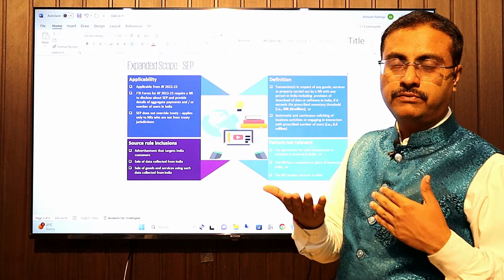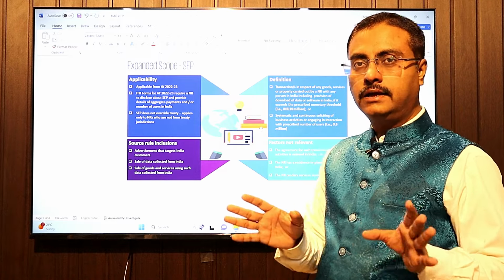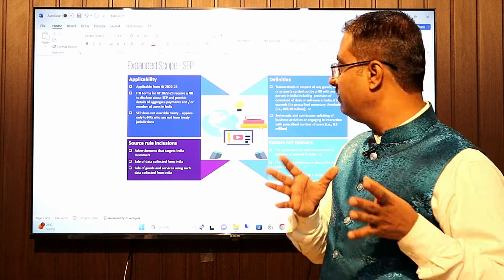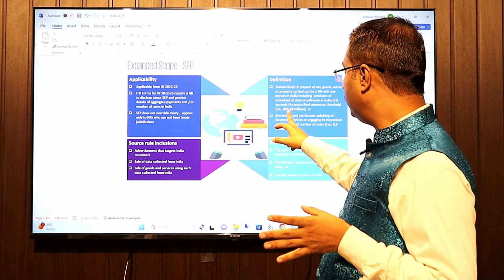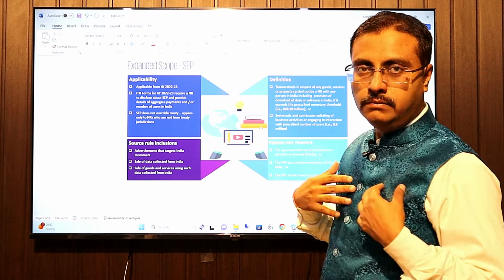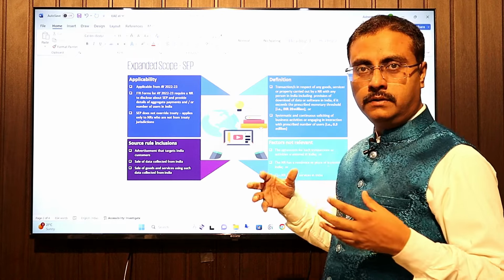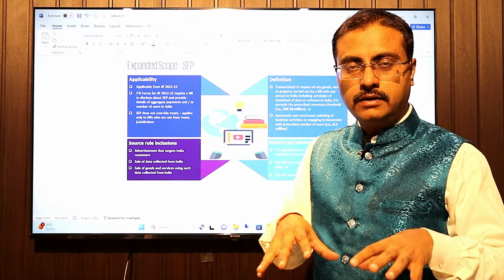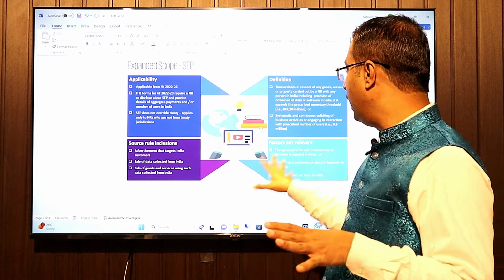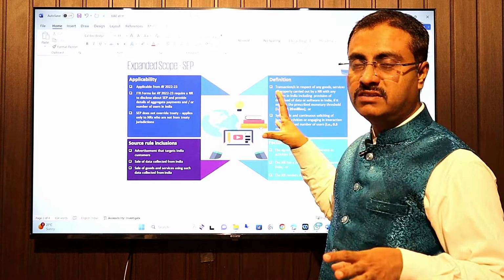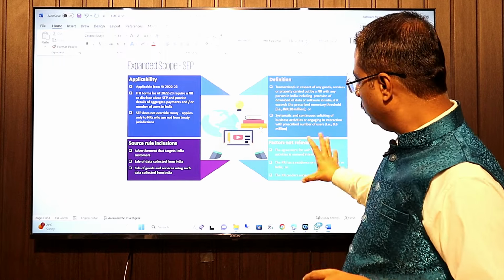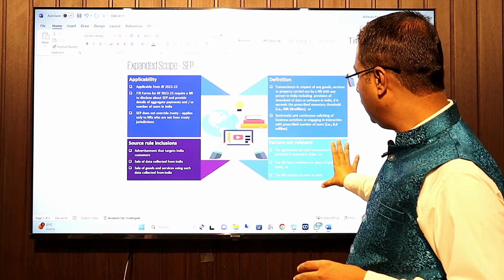For download of software, data, anything, it would be tantamount to SEP. So the threshold limit is defined as 2 crore. If I earn more than 2 crore, or in the Indian market the number of customers is more than 3 lakh, then the SEP provision will trigger.